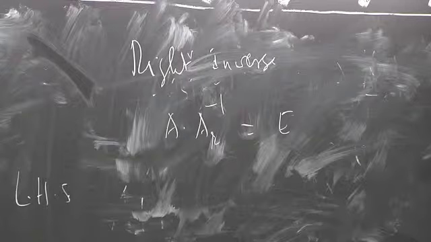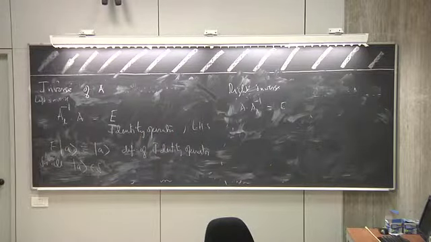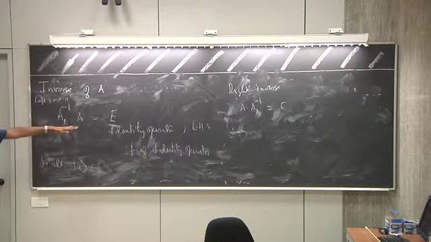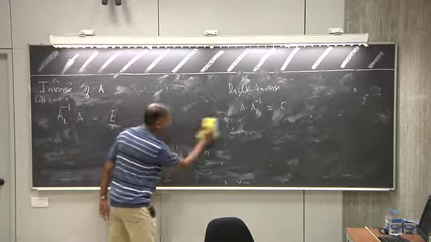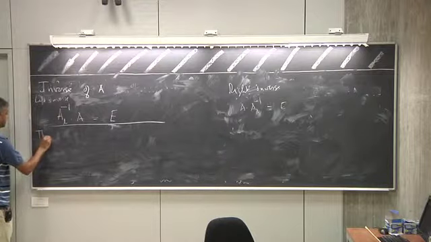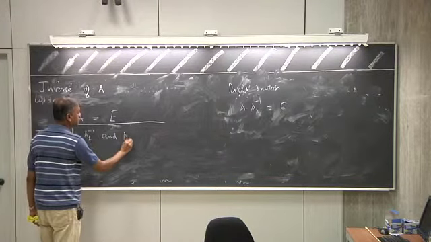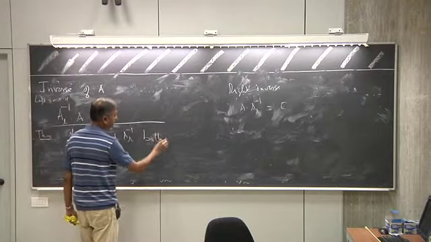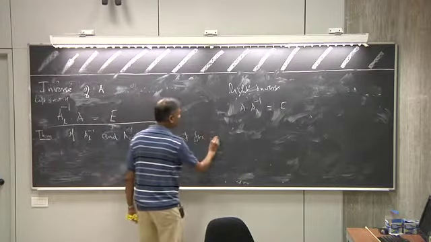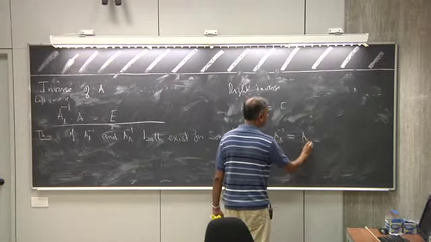Now I'm going to state some theorems. One of the important theorems is that if there is an operator which has both a left inverse and a right inverse, then they are equal, and it is unique. But first of all, is the definition clear to everyone? So one theorem is that if A left inverse and A right inverse both exist for some operator A, then A left inverse is equal to A right inverse and they are unique.